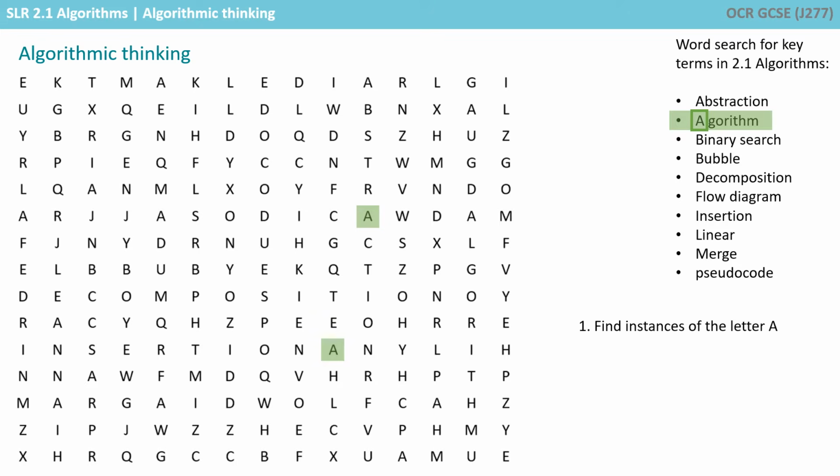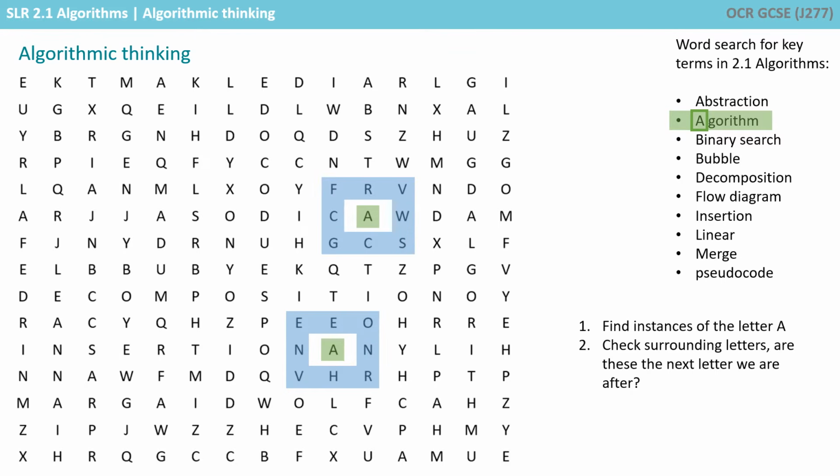So what we could do is take an algorithmic thinking approach and look for the first letter of the word algorithm. And once more, we could just look randomly around the grid for letter A. So an example can be seen in these two places on the screen. But we need a bit more of a logical approach.